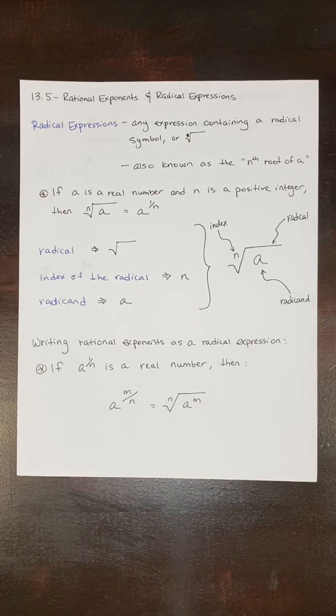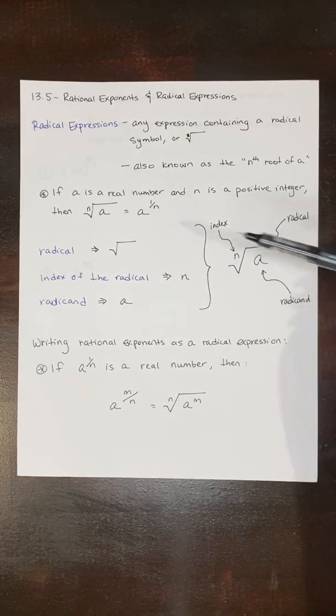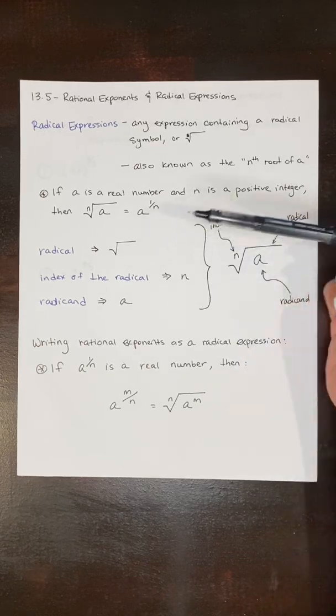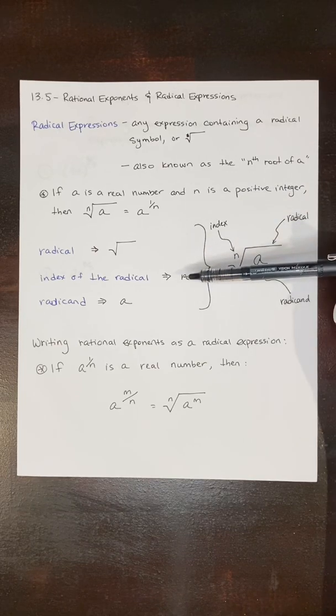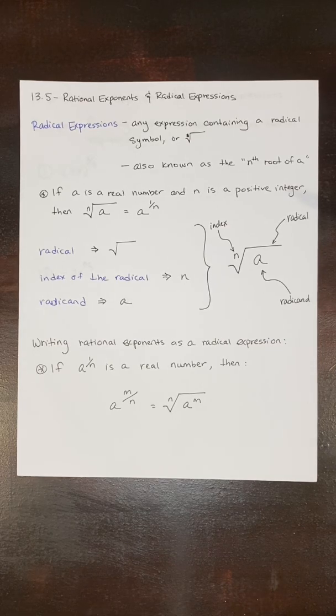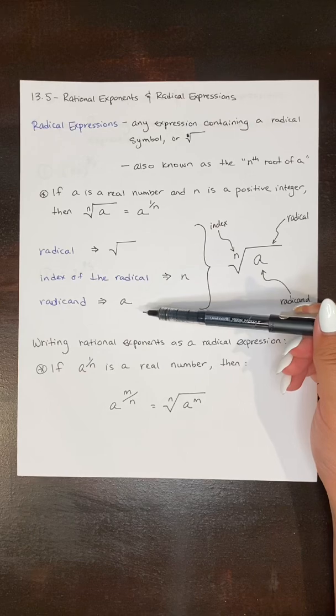So let's break down what a radical expression really is. It is comprised of 3 components. The radical, which is this sign, the index of the radical, which is n, or the nth root, and a radicand, or the term in the radical.